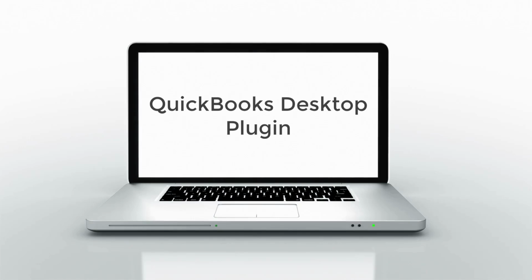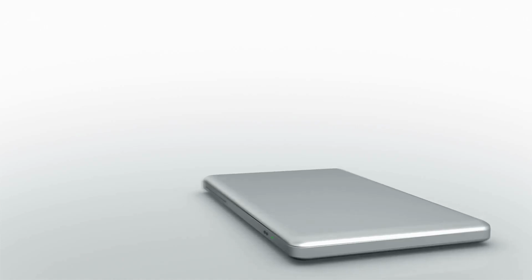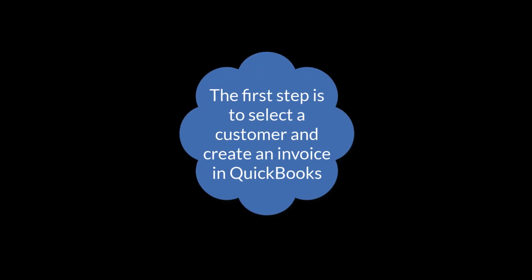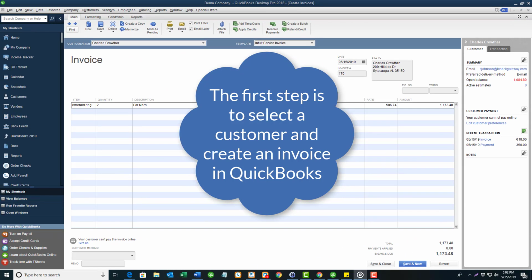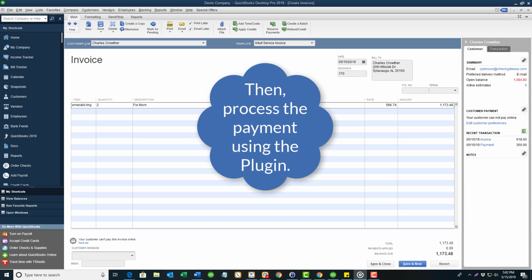This video will explain how to process recurring payments using the iCheck Gateway plugin for the desktop version of QuickBooks. The first step in processing a recurring payment is to select a customer within QuickBooks and create an invoice. The next step is to process the payment.